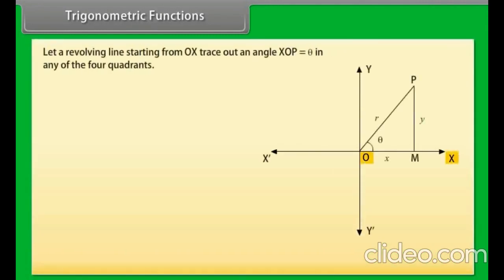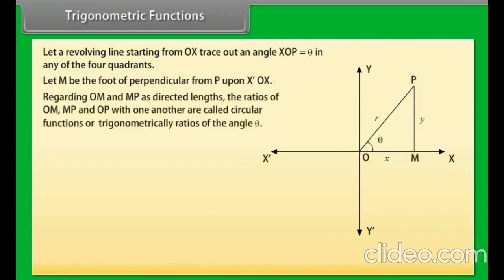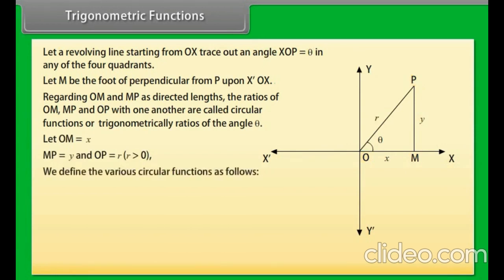Trigonometric functions. Let a revolving line starting from OX trace out an angle XOP equal to theta in any of the four quadrants. Let M be the foot of perpendicular from P upon X'OX. Regarding OM and MP as directed lengths, the ratios of OM, MP and OP with one another are called circular functions or trigonometric ratios of the angle theta. Let OM equal X, MP equal Y and OP equal R, R greater than 0. We define the various circular functions as follows.